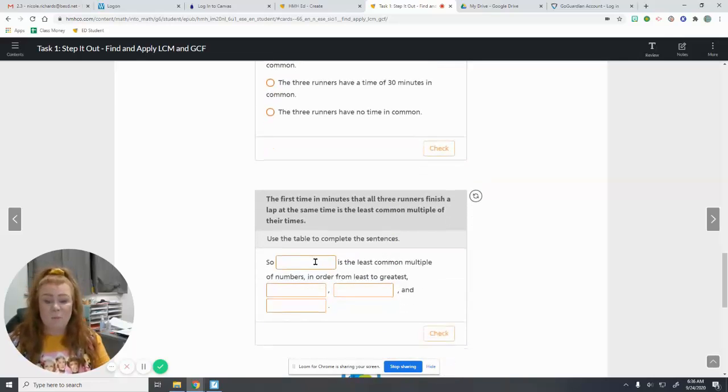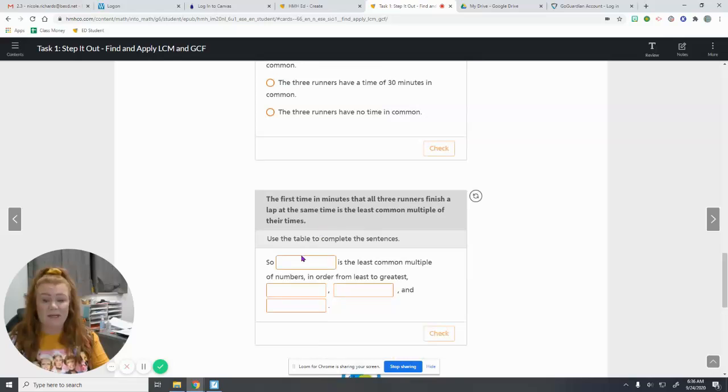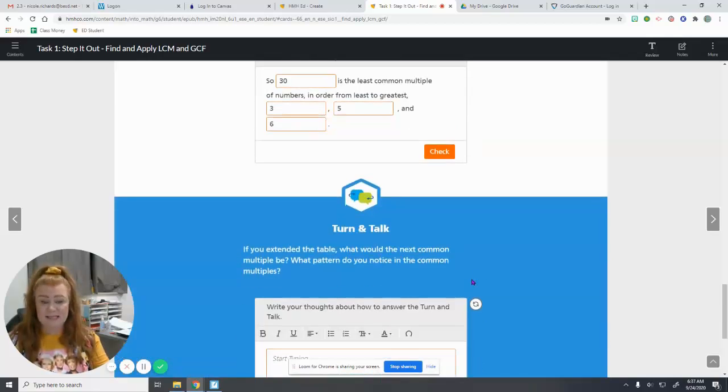So what is the least common multiple? Well, we just figured out the lowest number that they all have in common is 30. So that is the least common multiple of the numbers in order from least to greatest. We know 3 was the smallest number, 5 was our next one, and 6. So 30 is the least common multiple of 3, 5, and 6.